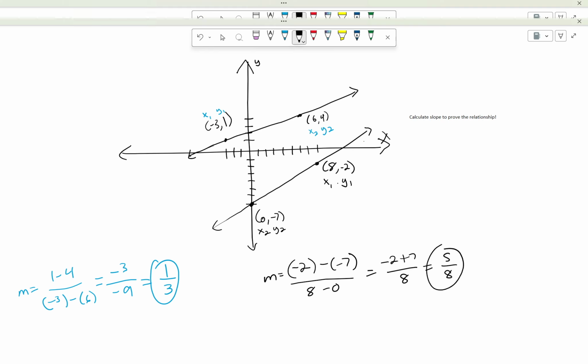So I have this and this as my two slopes. So what is my relationship? Well, these lines are not parallel because they have different slopes, and they're not perpendicular because the slopes are not negative reciprocals. Okay? These just are two lines, and of course what the relationship will be is that they're intersecting.